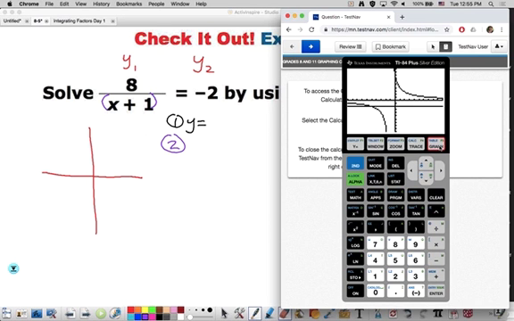What does it mean for these two functions to be equal? What does it mean? It means they intersect, right? They have the same x and y value. So you want to find where these things intersect. Right, Dylan? So, calculate, second trace. Go to second trace. You're going to calculate an intersection point.